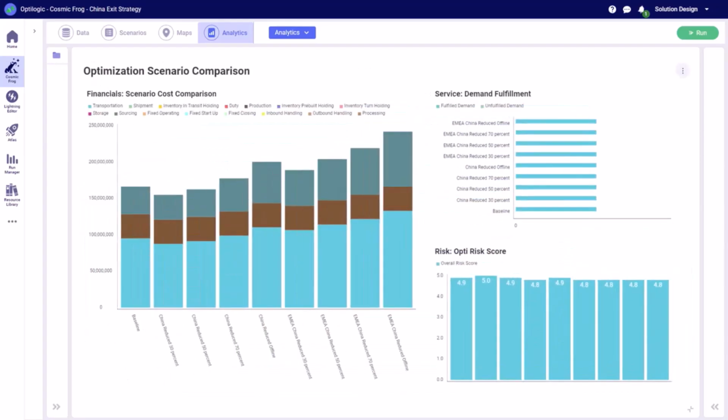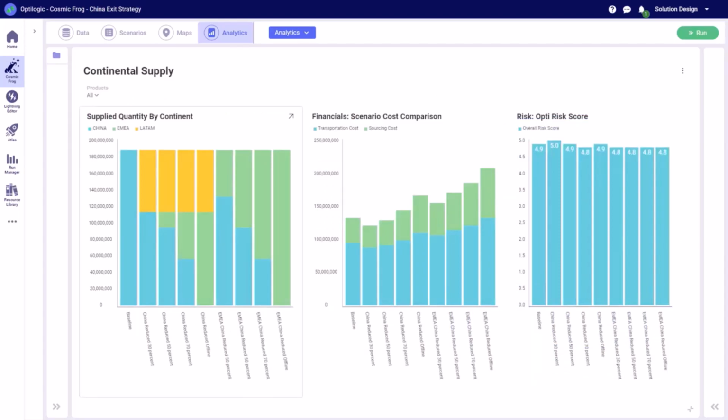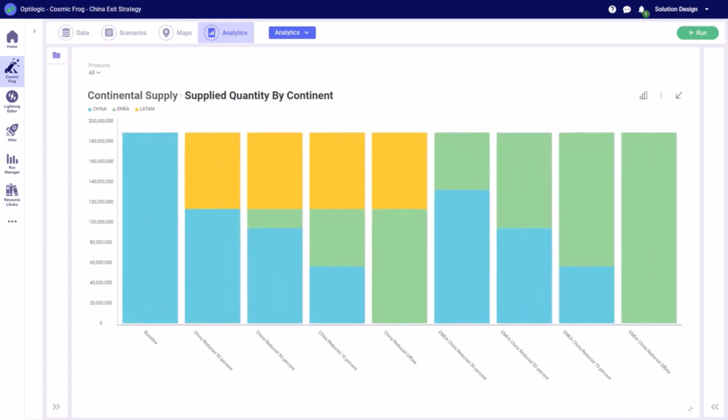If we only look at the cost-service trade-off, then we would be finished with our analysis and we would have our answer. However, there's a third aspect we need to consider here in the bottom right corner, and that is risk. Here we look at the continental supply, which is the supply base by continent for each scenario. In yellow, we see how much of the supply comes from LATAM, in green from EMEA, and blue from China. Our model has a maximum constraint that up to 40% of supply can come from LATAM. For example, in the China reduced by 30% scenario, we see 40% of supply comes from LATAM, while the remaining 60% comes from China.